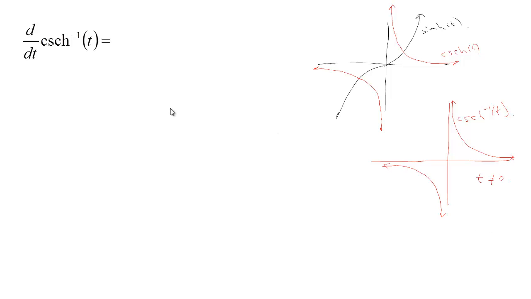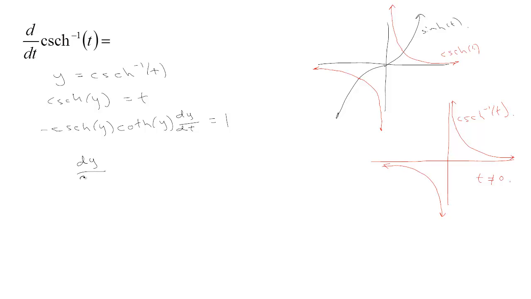So we use our usual trick that y is the cosecant inverse of t. So the cosecant of y is t, and the derivative of the cosecant is the negative cosecant cotangent. So we have the negative cosecant of y times the cotangent of y times the derivative of what's inside, which is dy/dt. And on this side we have 1. So dy/dt equals negative 1 over the cosecant of y times the cotangent of y.